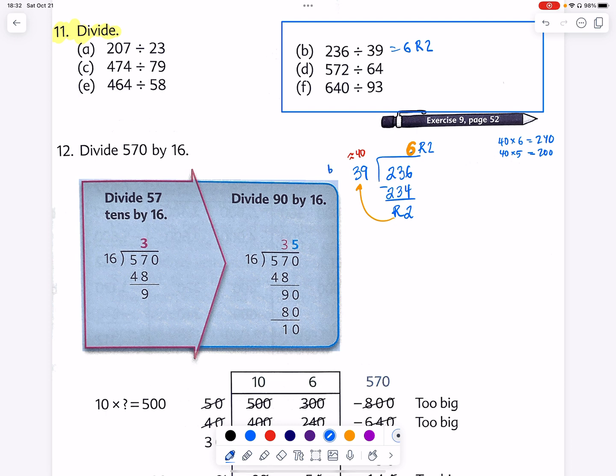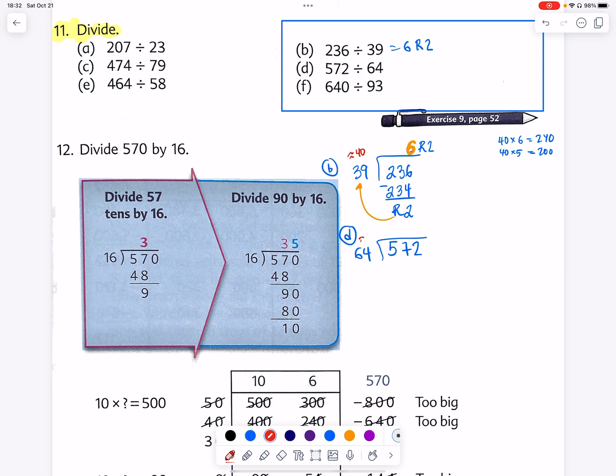So this was our B. Next example, D. D for doggy. 572 divided by 64. Let's think of 64 as 60. Let's round it to 60. How many times does 60 go into 572?